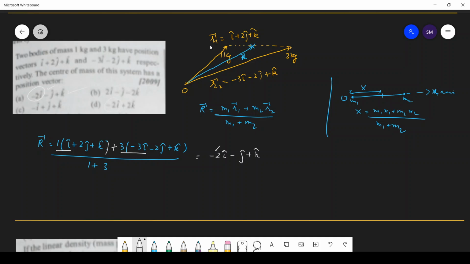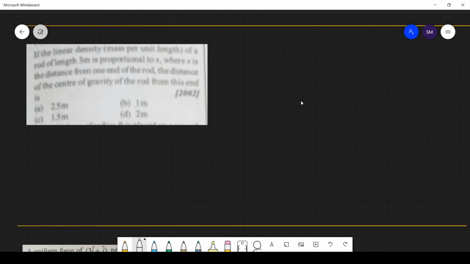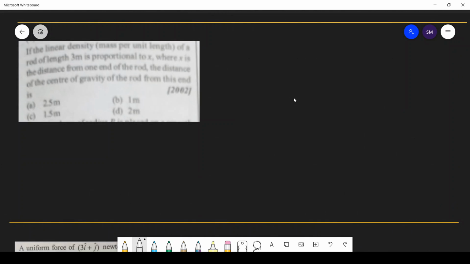So this is the position vector of center of mass. Students, when there is the NEET exam, you need to remember lots and lots of formulas, because for one question you get 1 minute, you don't have time to derive the formulas. So we did 2 derivations before. Even if you have not done the derivation, it doesn't matter.